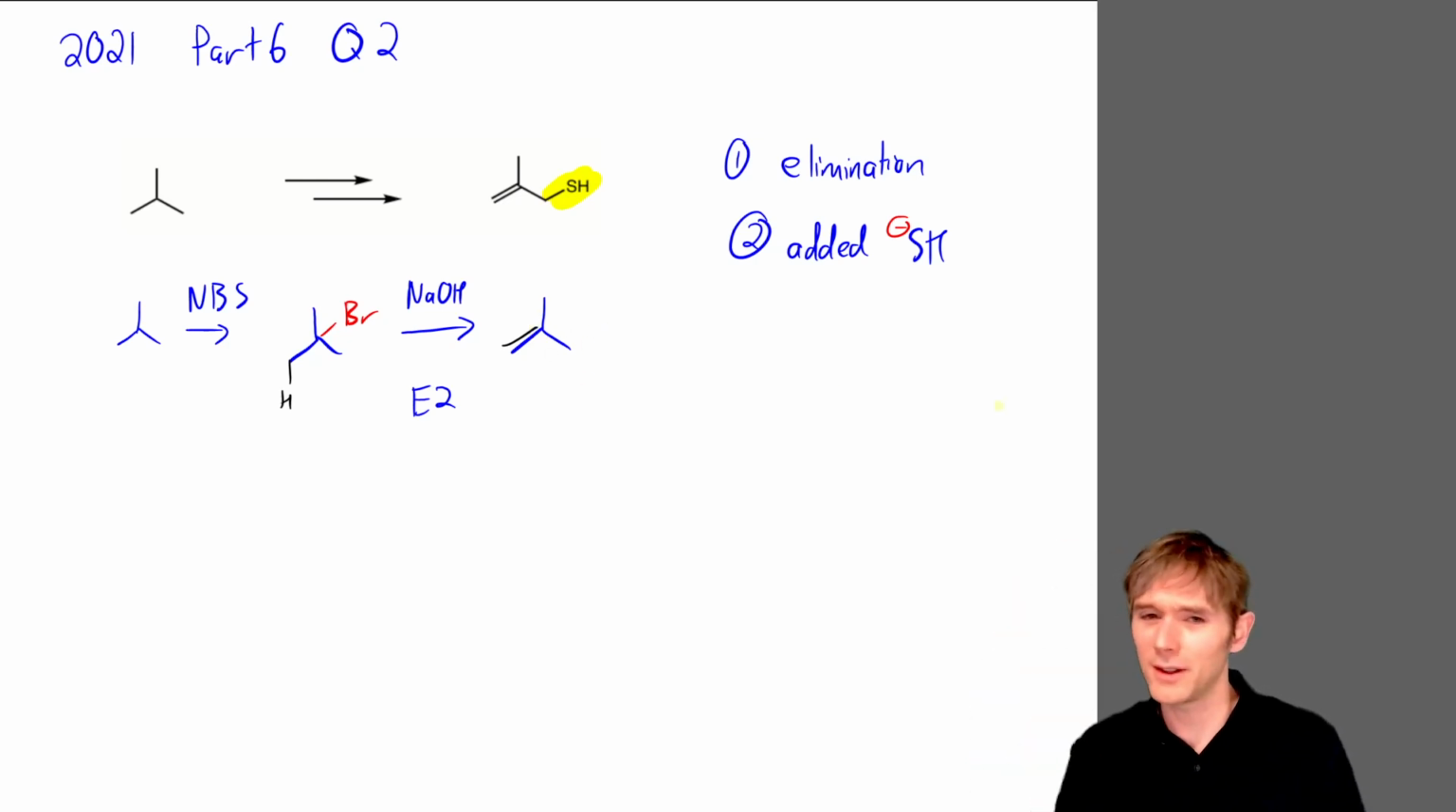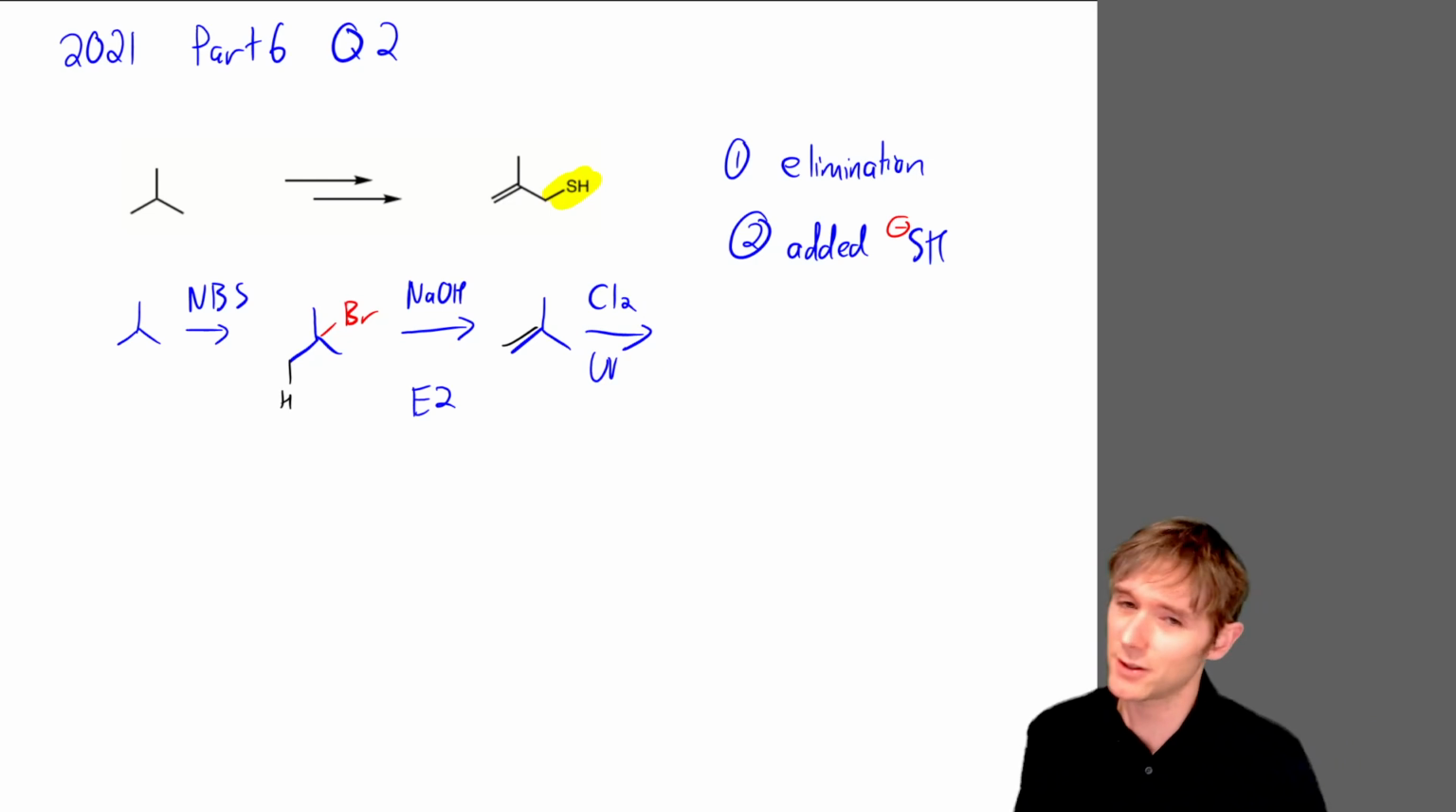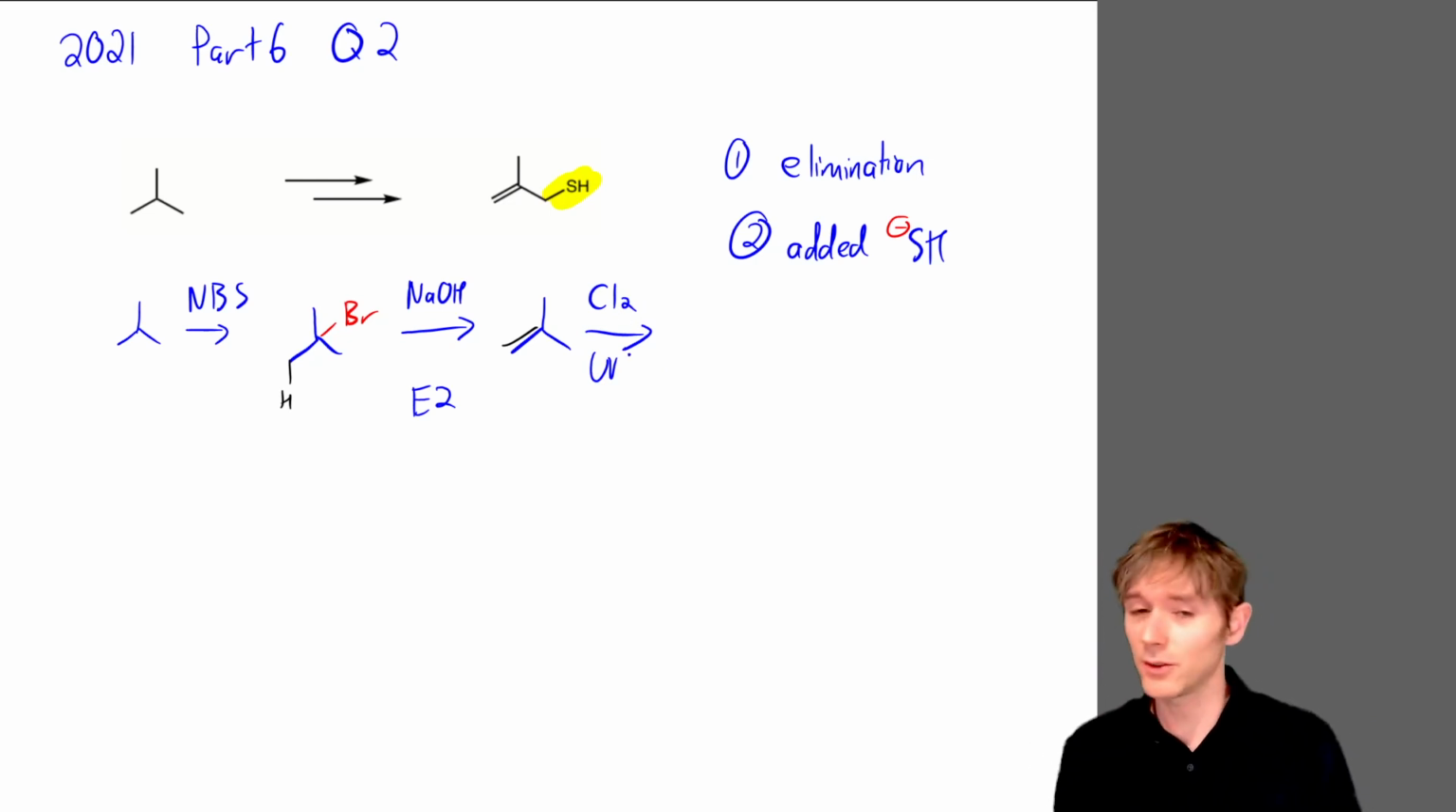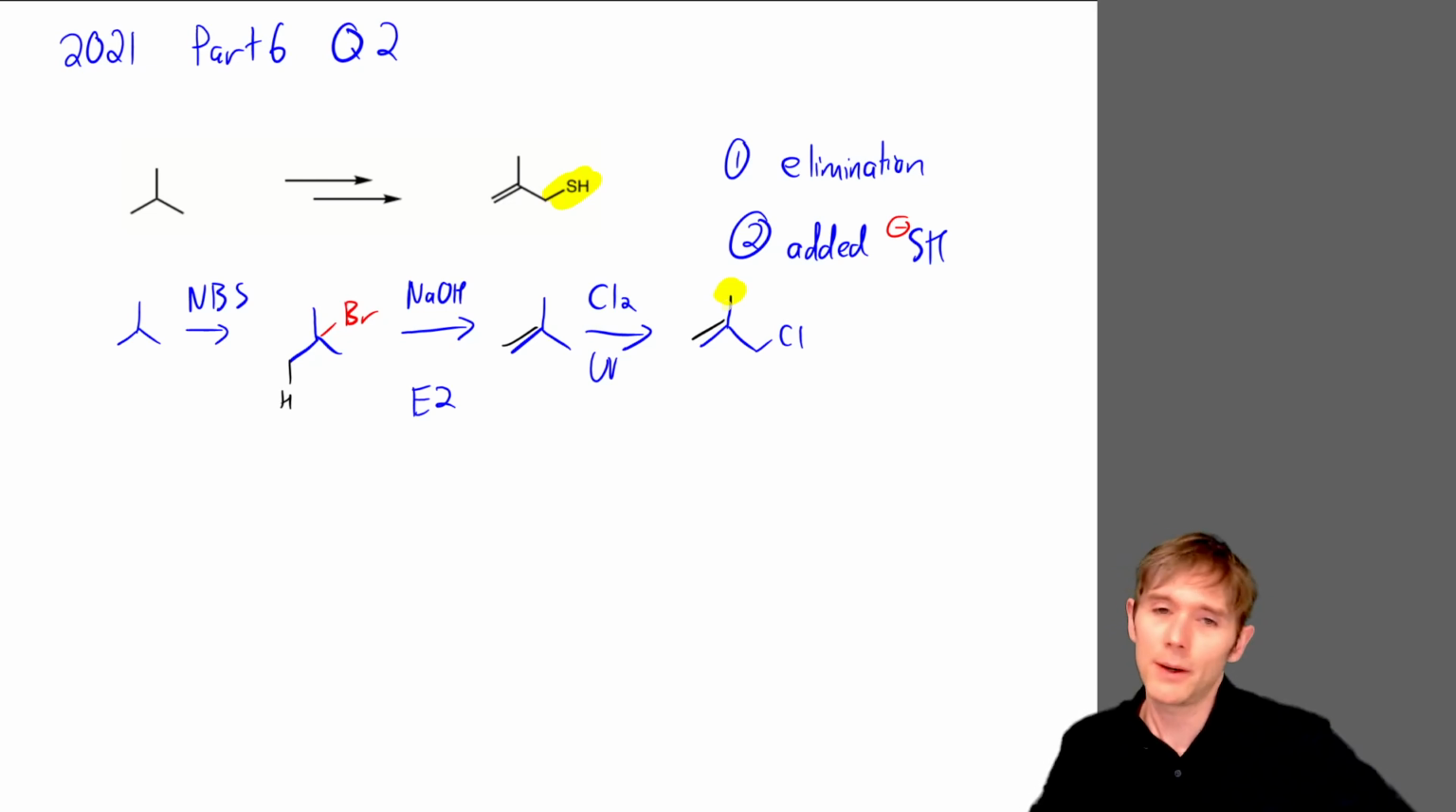I'm going to use some chlorine though, just because. So we're going to say chlorine and UV. Again, if you used NBS, totally fine. If you use bromine, totally fine. And I'm going to get my chlorine. Fantastic. Does it matter if it adds up there? Nope, that would also be totally fine because of symmetry.